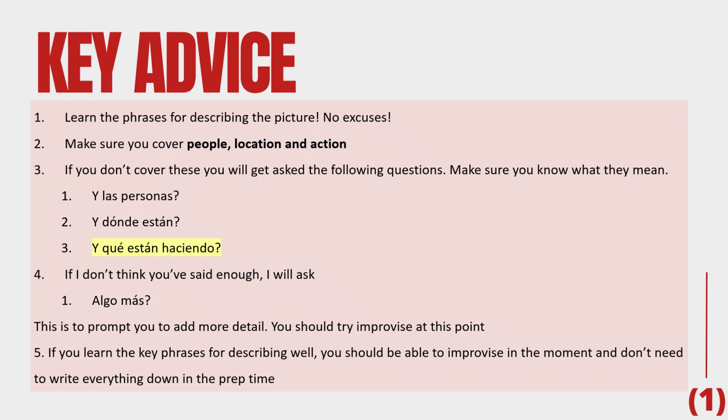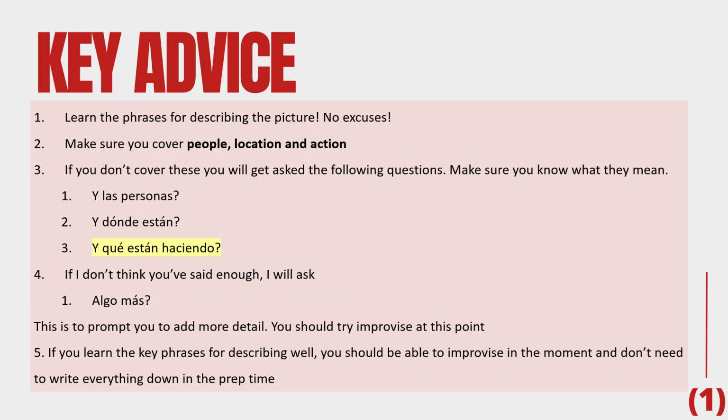And the last one, and this one, I've had quite a few people not understand this recently, so this is the most important of all. ¿Y qué están haciendo? This is the part, the action, that a lot of people forget about. And this question is asking you, and what are they doing? ¿Qué están haciendo? And that needs to trigger you to say, están hablando, están bailando, están, I don't know, whatever they are doing in the picture.